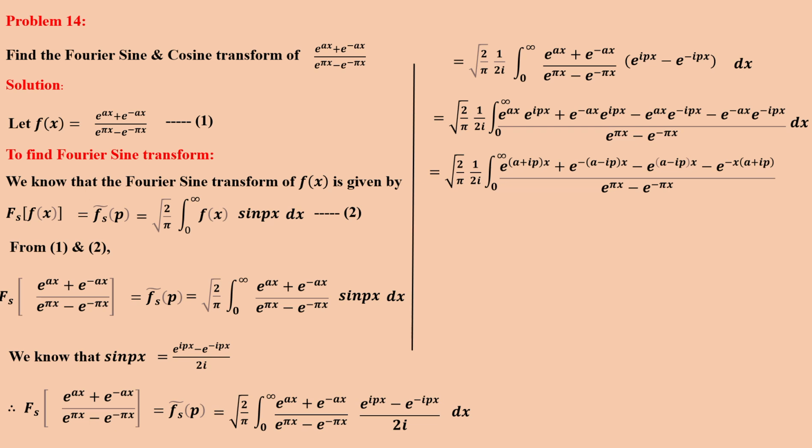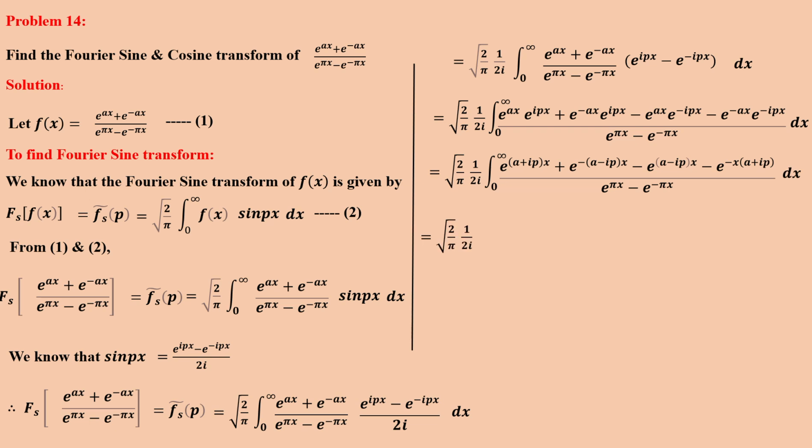the second term in the numerator, plus e power minus ax plus ipx. x is common, take it outside, and take minus also outside: e power minus a minus ipx. Then the third term in the numerator, minus e power ax minus ipx. x is common, take it outside: minus e power a minus ipx. Then the fourth term in the numerator, minus e power minus ax minus ipx, so minus x is common, take it outside, so this becomes minus e power minus x a plus ip by e power pi x minus e power minus pi x dx, right.